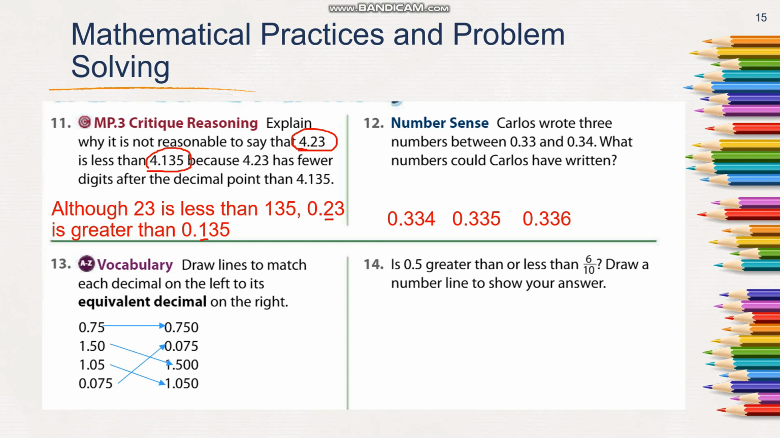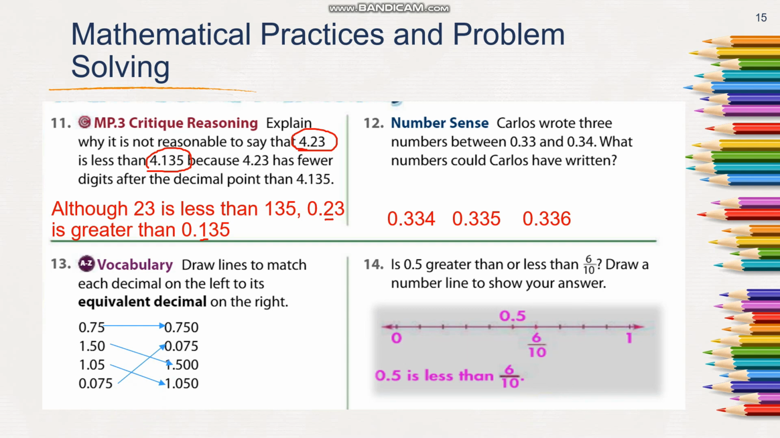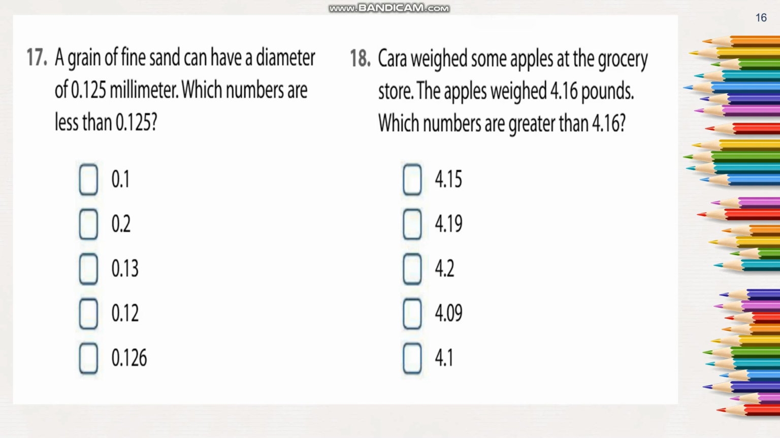Number 14. Is 5 tenths greater than or less than 6 tenths? Draw a number line to show your answer. As you can see, 5 tenths is less than 6 tenths, because 5 is less than 6. Number 17. A grain of fine sand can have a diameter of 125 thousandths millimeter. Which numbers are less than 125 thousandths? So the answers are 1 tenth and 12 hundredths.